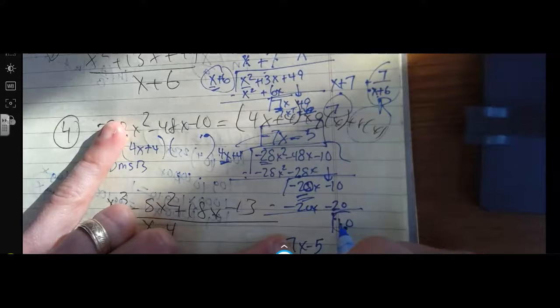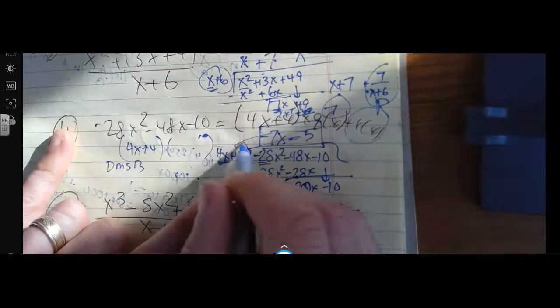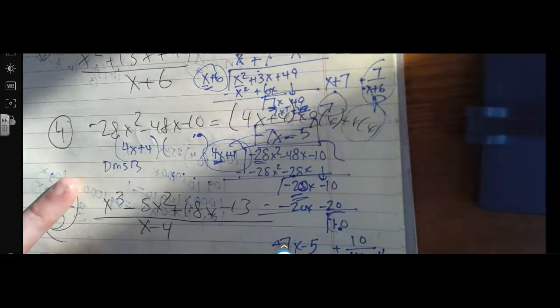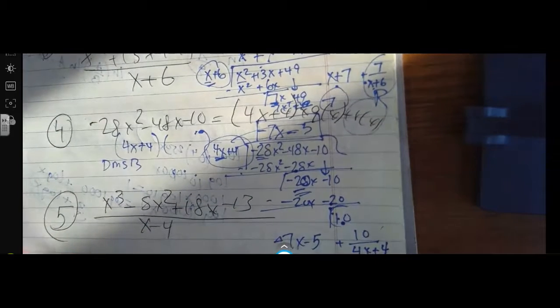So we say plus, because it's positive, 10 over, and then our divisor. We have to put that over there like that. All right, that's as simple as we can go. We could probably divide out 2's, but it's not really necessary. That's proper. That's fine.